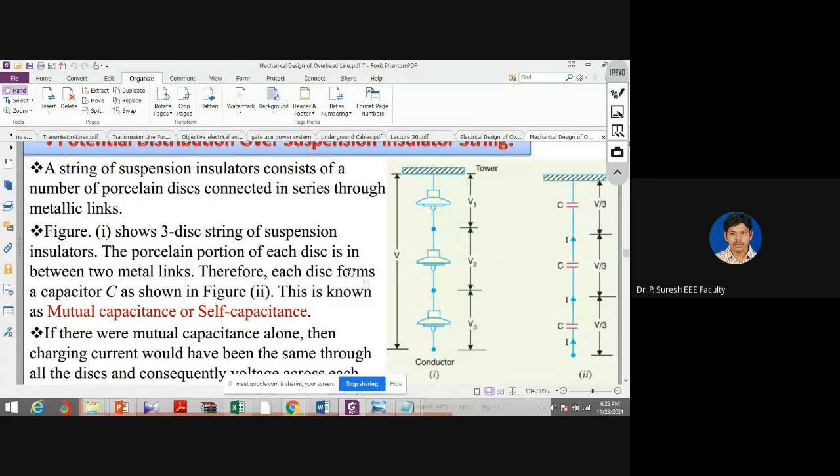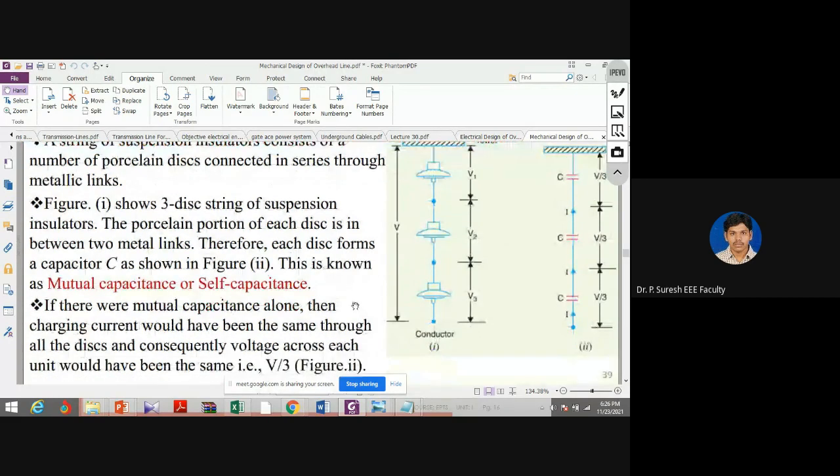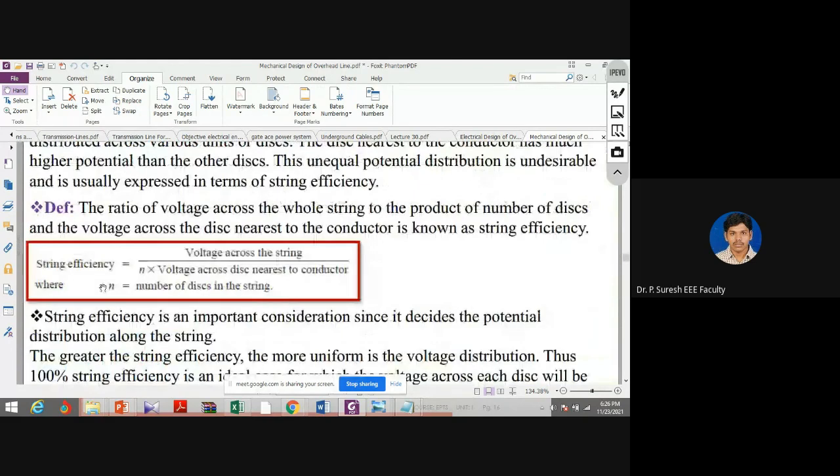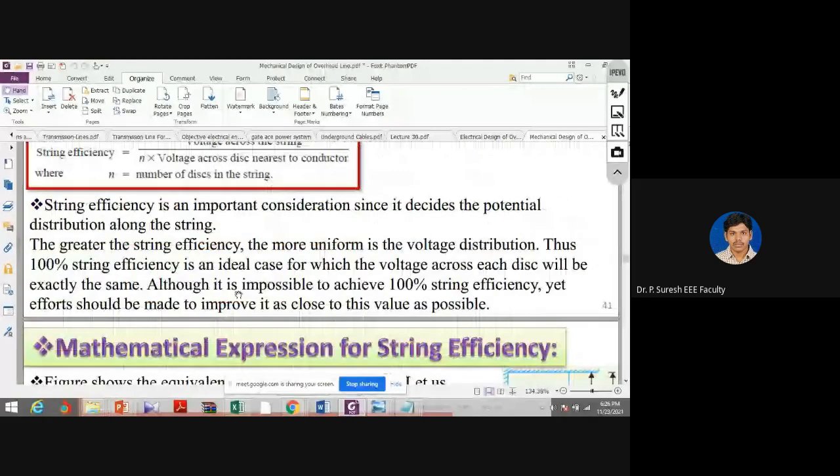But these two methods have some limitations. By sizing each disc, we can't use it for different applications. And one more thing, with longer cross arms, the cross arm doesn't bear the weight of the conductor. That's why we are using the guard ring method. This formula we know: string efficiency is the voltage across the string divided by the number of discs times the voltage across the disc nearer to the conductor.